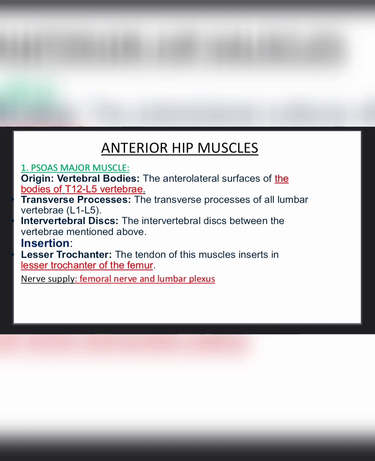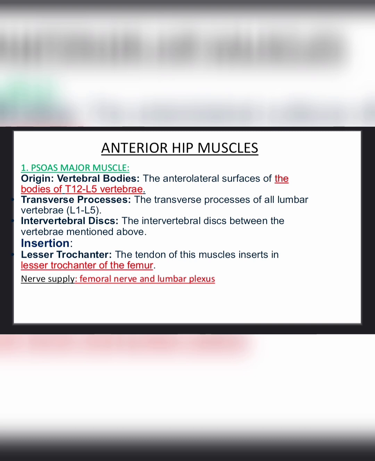The psoas major muscle originates from the vertebral column. It has three areas of origin. First one, the anterolateral surface of the bodies of the T12 to L5 vertebra. Second one, the transverse process of all lumbar vertebra, that is L1 to L5. Third one, the intervertebral disc between the corresponding vertebrae.